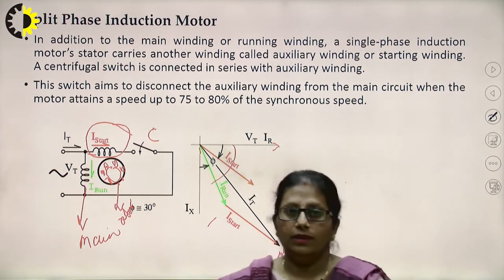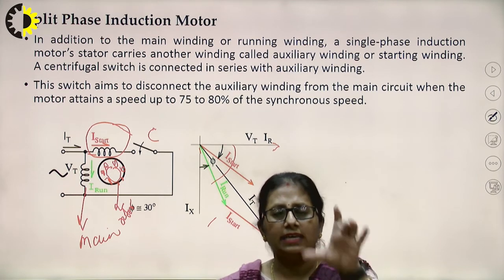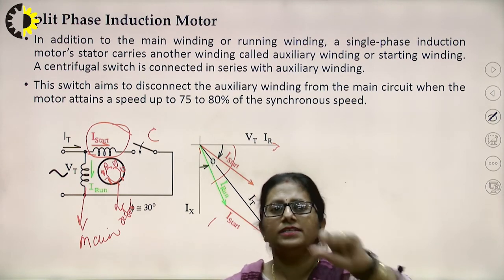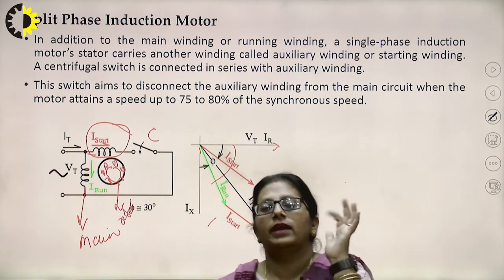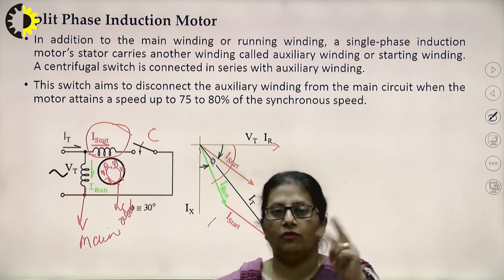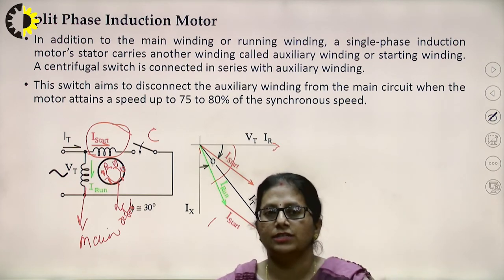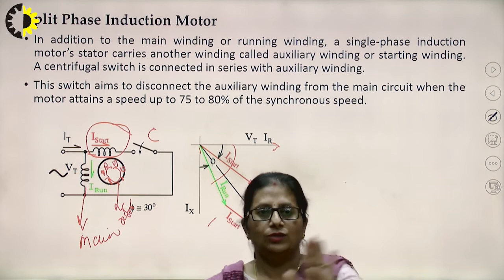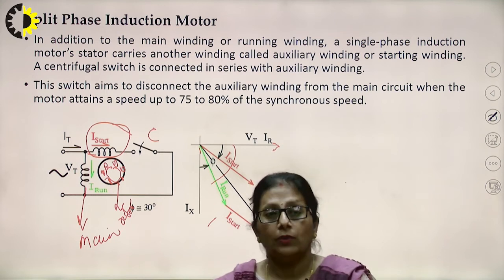Fine, right? And we have also seen that this single winding is not sufficient to produce the required torque. Because of the double revolving field theory, I will not be having a resultant torque being produced in any direction. So, the motor is not going to get started. So, what are we going to do?